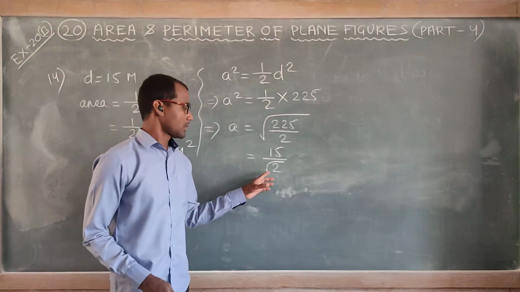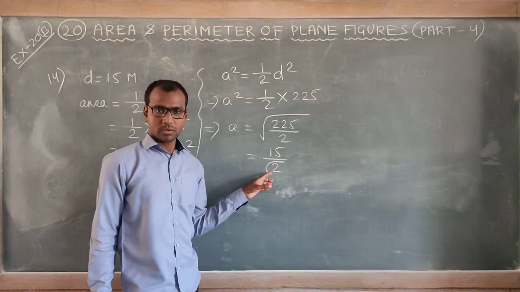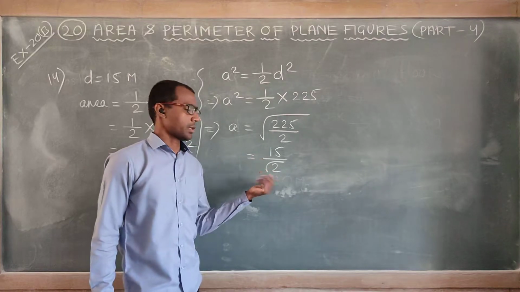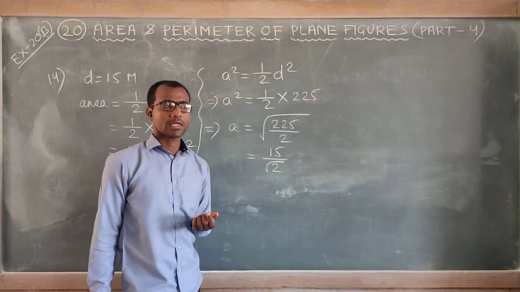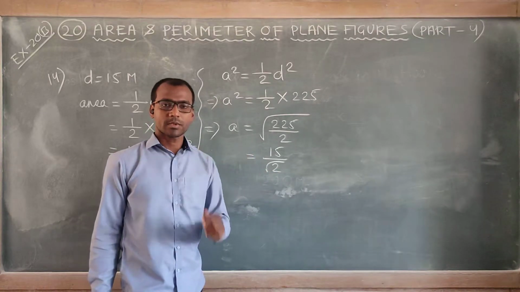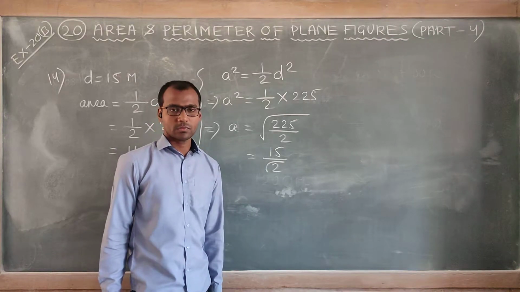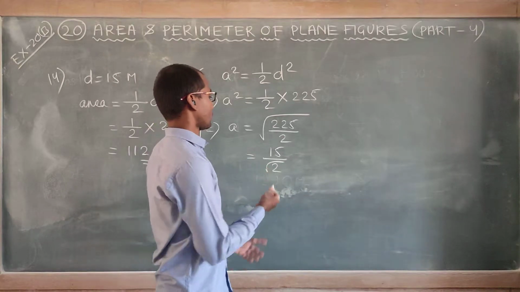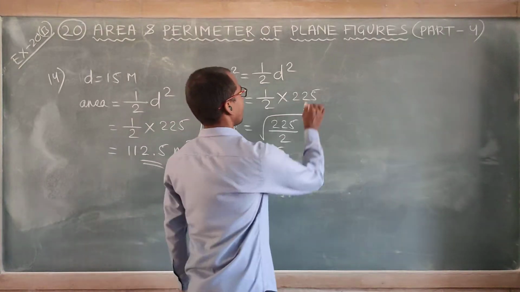Although we can rationalize the denominator. Here we can multiply root 2 by root 2 in order to rationalize the denominator, and then we can easily find the side of the square. But we have not been asked to find the side of the square, rather we have been asked to find the perimeter of the square. So why waste time here? Don't waste time here.